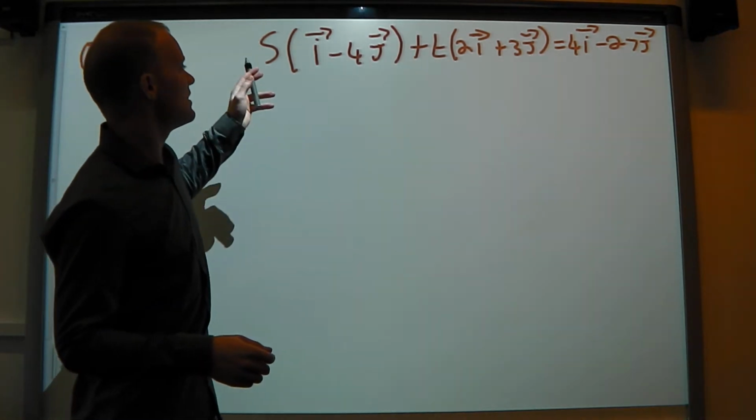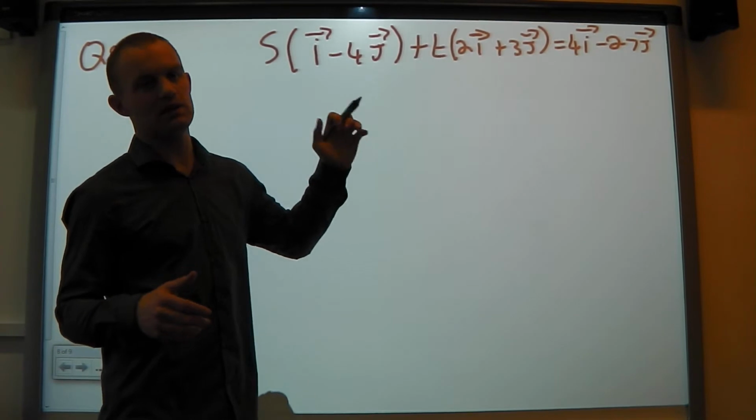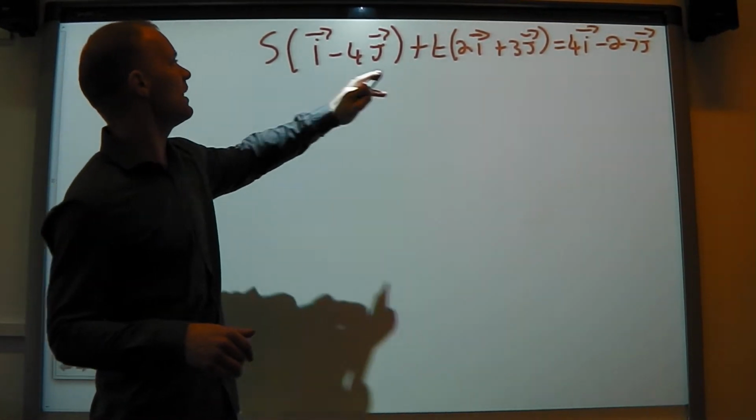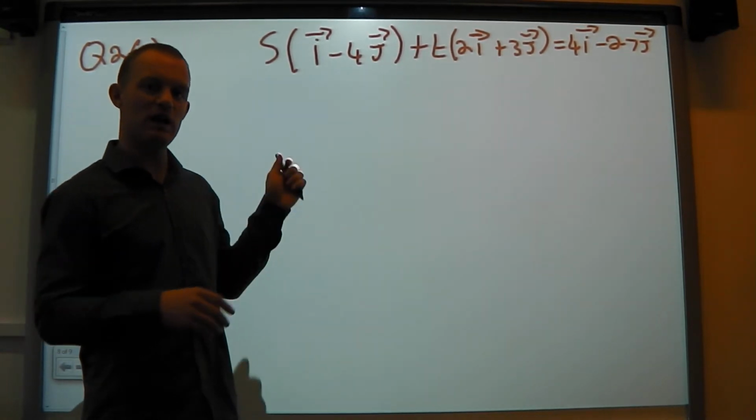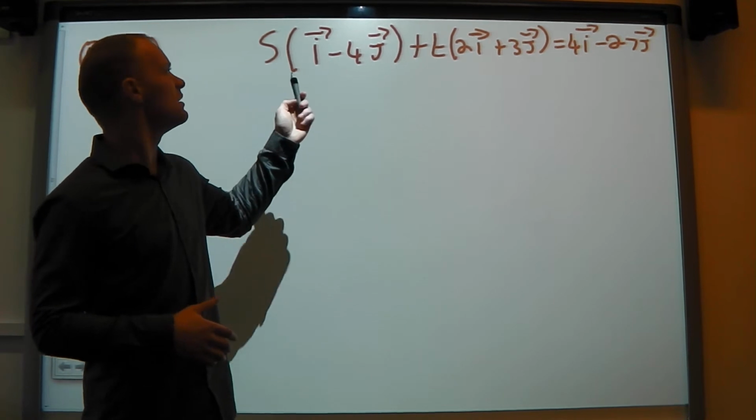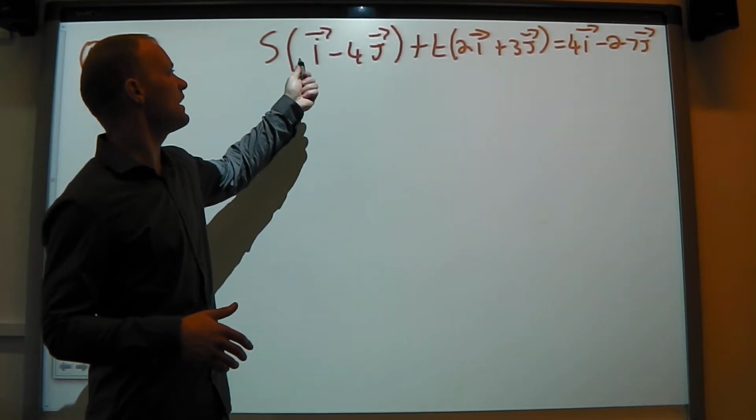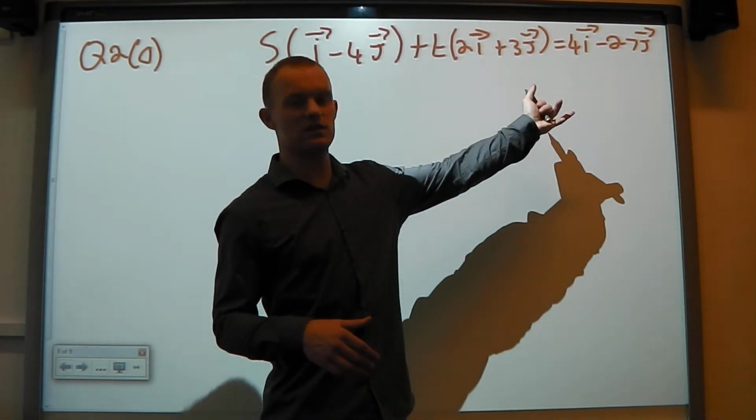So what we do here is, we might or might not know that vectors are very like complex numbers. Especially in one way: when you have a complex number equal to another complex number, the real parts are equal to the real parts and the imaginary parts are equal to the imaginary parts. That's the same in vectors here. The coefficients of our i vectors are always going to equal the coefficients of our j vectors.